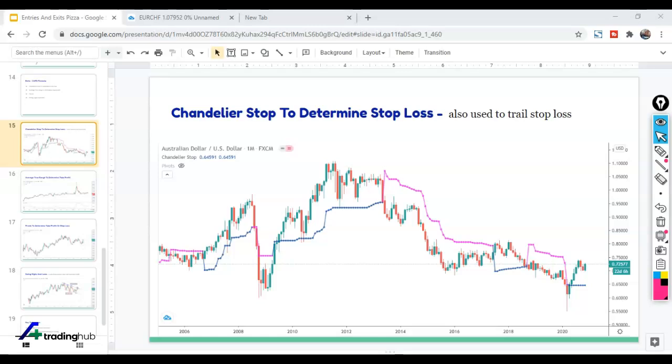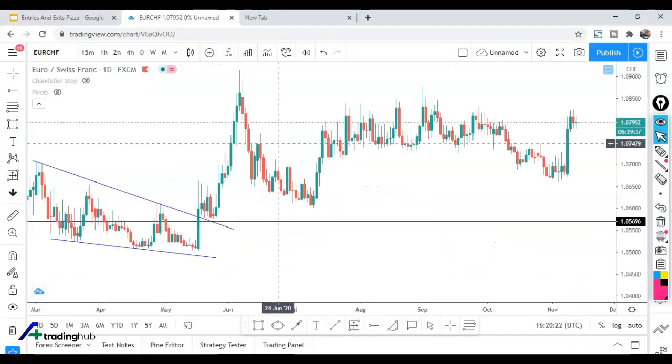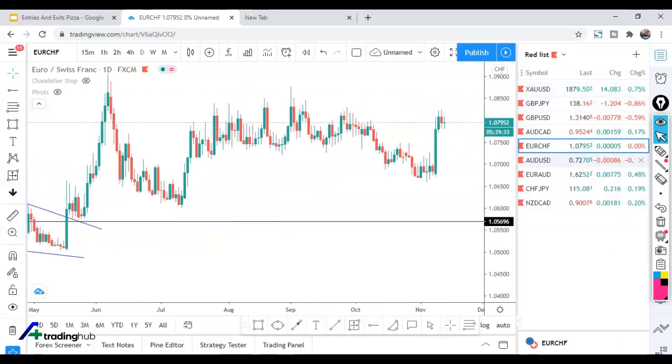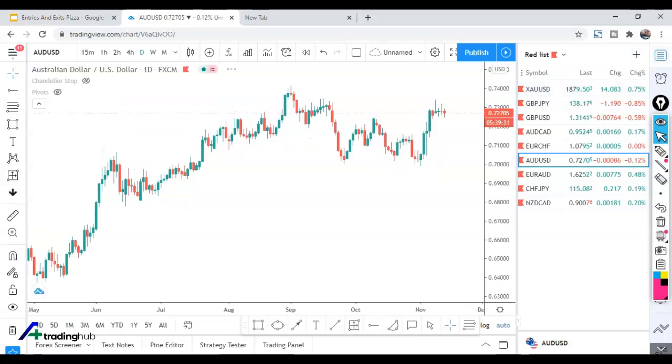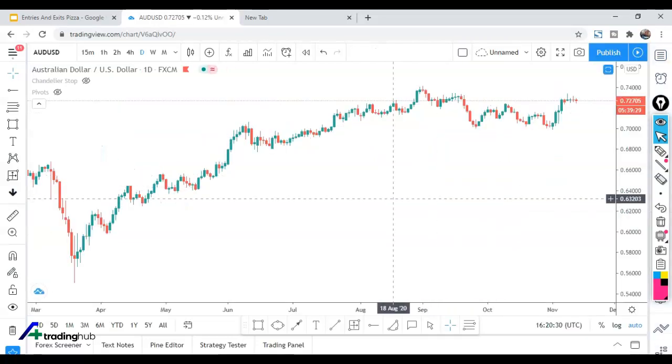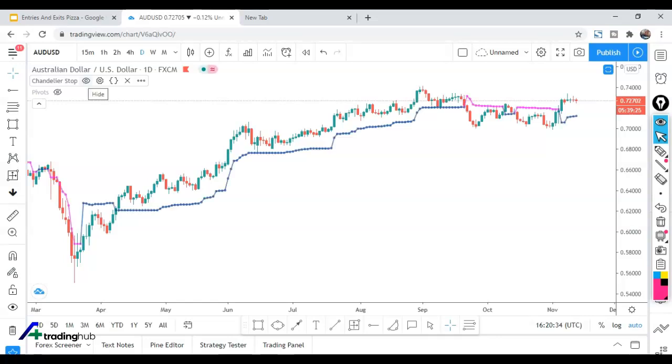So we go to the live chart to see how this works live, because I don't want to do theories, we want to do live matters. For the live chart example, we are going to use AUD USD. I'll turn the indicator on. Yeah, Chandelier stop is on.